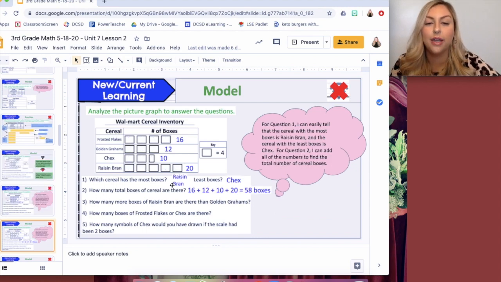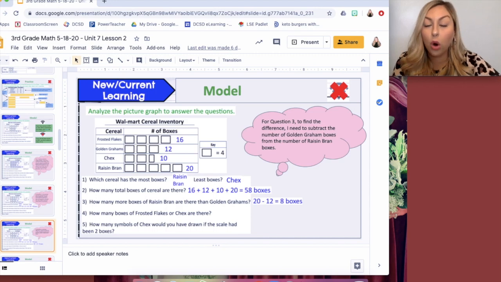Which cereal box has the most, or which has the most boxes of cereal? I'm sorry, Raisin Bran. Least boxes, check, so we can see they have the least. And then it says, how many total boxes of cereal are there? So we'll add these big numbers up together, the totals. We had 16 Frosted Flakes, plus 12 Golden Grahams, plus 10 Chex, plus 20 Raisin Bran, and we add that all together, we get 58 boxes.